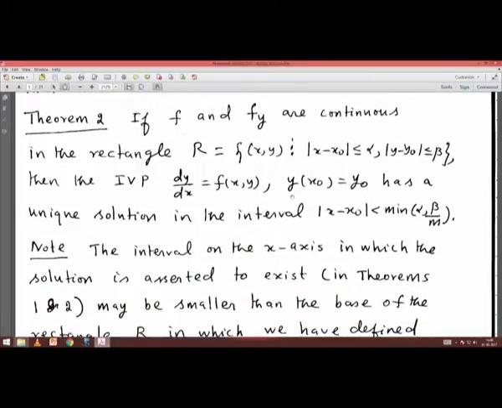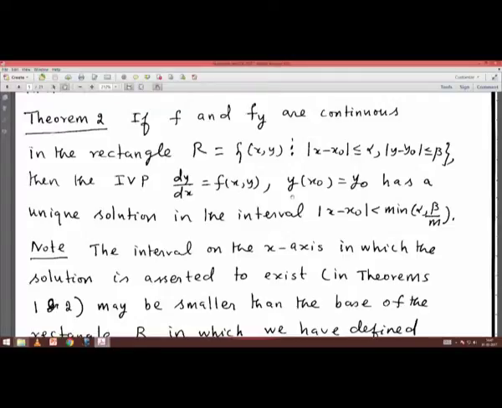So, if f and f_y are continuous in the rectangle which is centered at the point x naught comma y naught, then the initial value problem has a unique solution in the interval mod x minus x naught less than minimum of alpha comma beta by M. So, both f and the partial derivative of f with respect to y must be continuous in the rectangle centered at x naught comma y naught. Then the initial value problem has a unique solution.